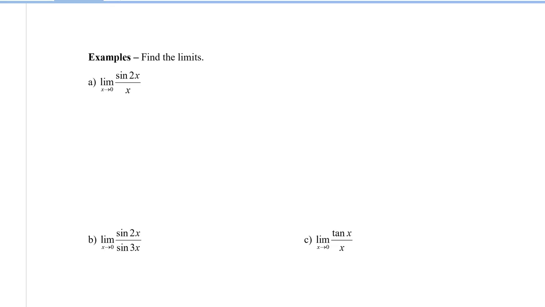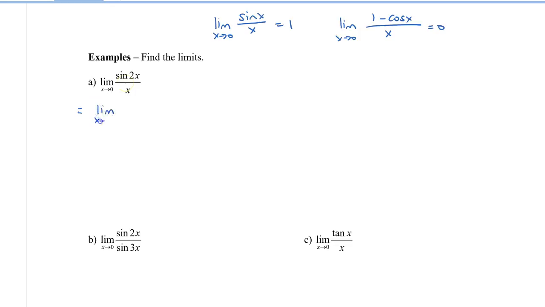So to do this, we need to recall two theorems. The first one is the limit of sine x divided by x as x approaches 0 is equal to 1. And the other one is the limit of 1 minus cos x, all divided by x, as x approaches 0 equals 0. Now you should have these memorized to make it easier for you to do the limits a little bit quicker.